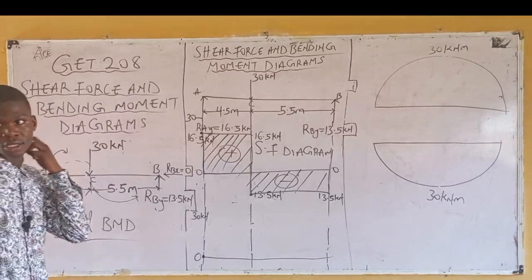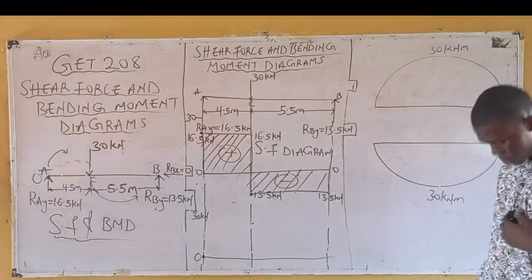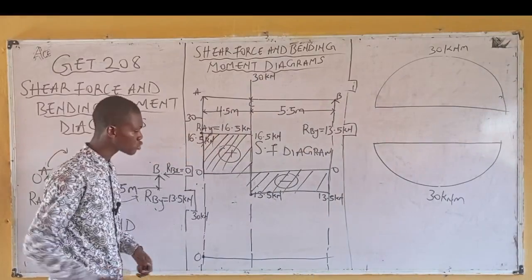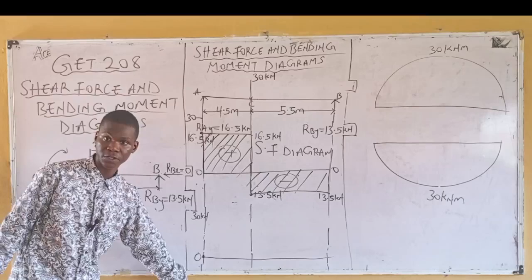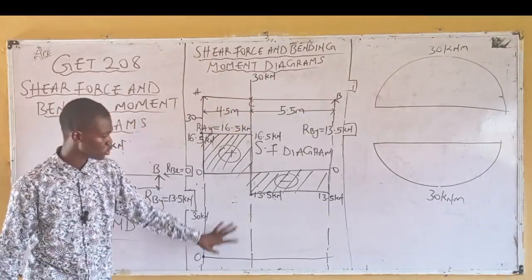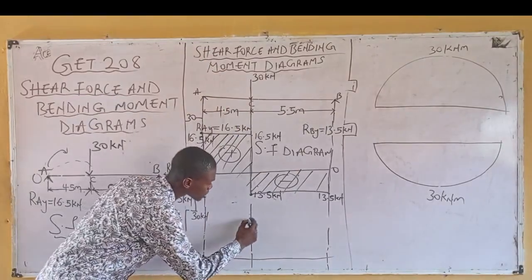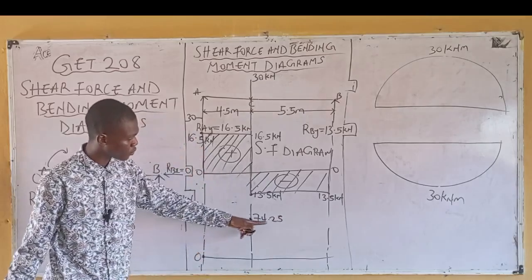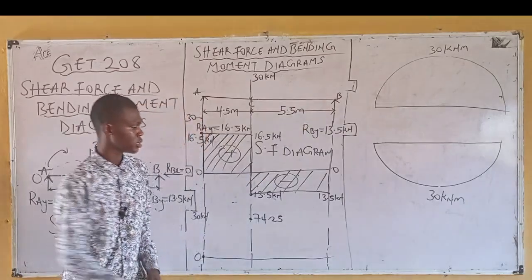74.25. You know, this is the positive region, this is the negative region. My board is not enough to show my negative region. So let's say all my values are positive values. So let's say I have 74.25 at this point. At B, what's the value of bending moment?